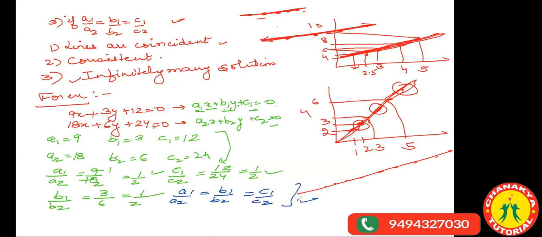Now this condition we have got. So after getting this condition, lines are coincident. You will write here: lines are coincident, and then infinitely many solutions. And last is that system is consistent. Because solution is there, so system will be consistent.